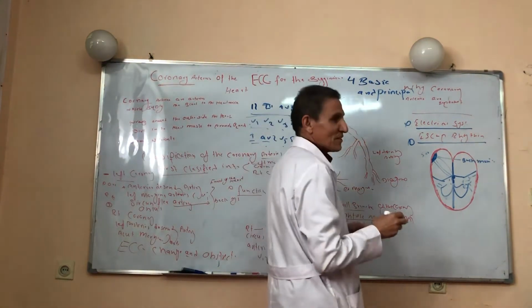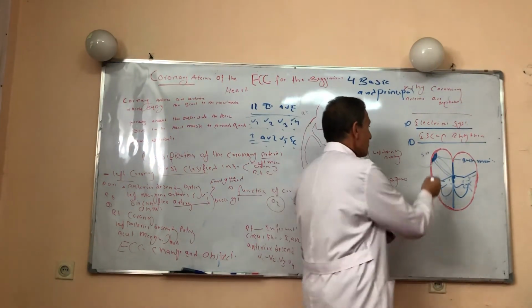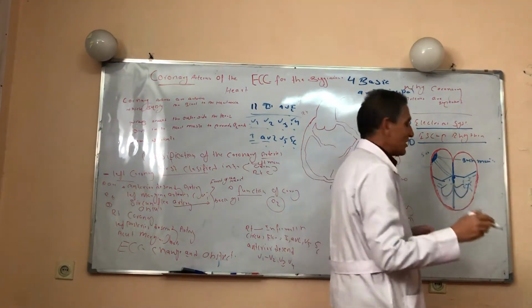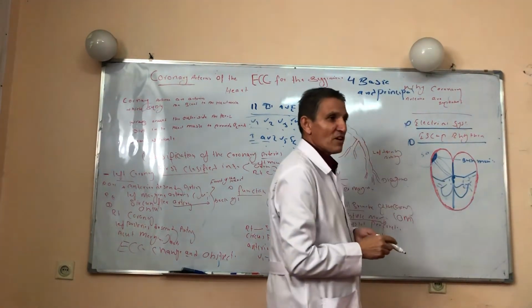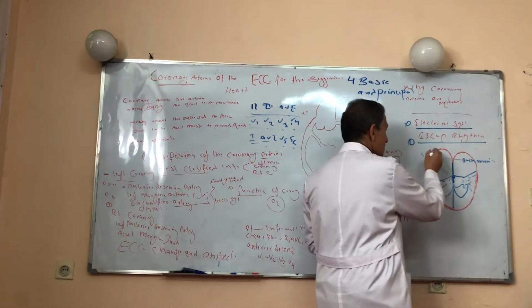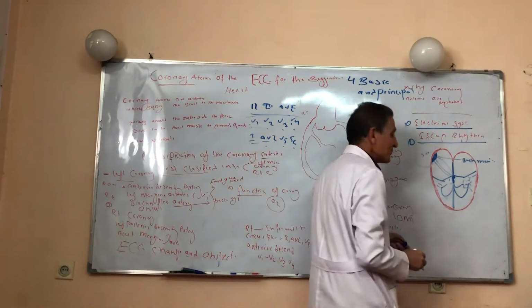The electrical system starts from the SA node. The SA node is located in the upper border of the right atrium. Without any external or internal stimulation, it produces a firing frequency of 75 beats per minute. This is why it is the so-called primary pacemaker, your dominant pacemaker.